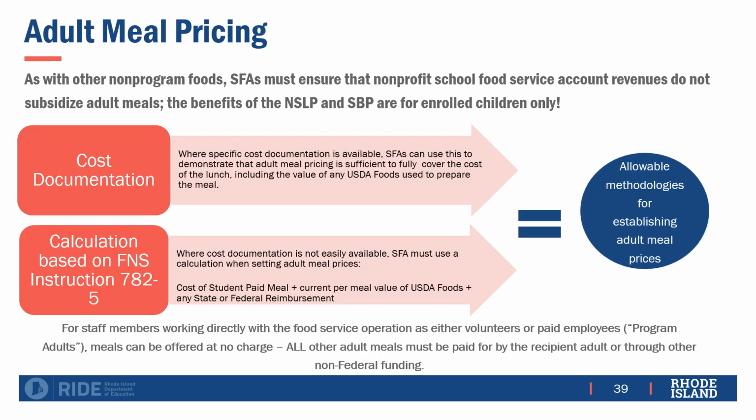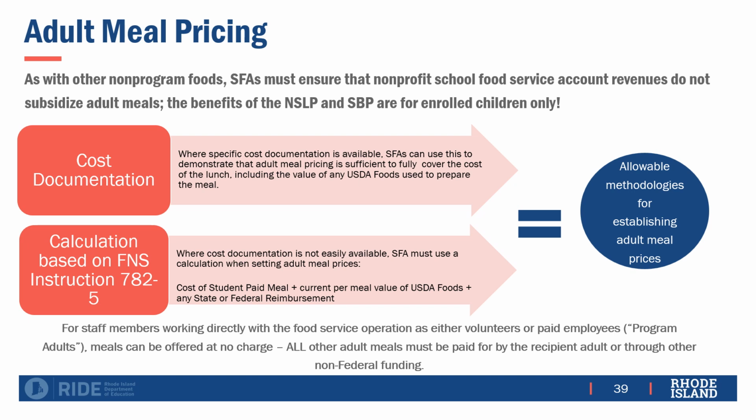Similar to other non-program food sales and revenue requirements, SFAs must also ensure that nonprofit school food service account revenues do not subsidize the cost of adult meals, as the benefits of the NSLP and SBP are intended for enrolled children only. Breakfasts and lunches served to teachers, administrators, custodians, and other adults must be priced so that the adult payment, in combination with any per-lunch revenues from other sources designated specifically for the support of adult meals, is sufficient to cover the overall cost of the lunch.